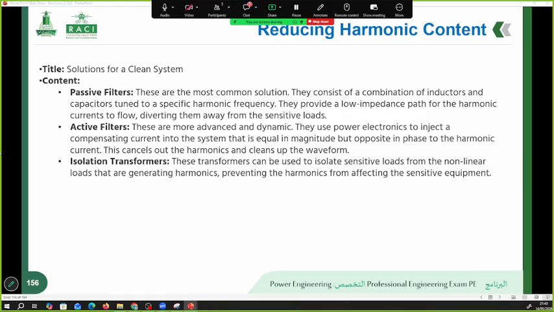Active filters are a more modern and dynamic solution that uses power electronics, and an isolation transformer is a special type of transformer with unique winding configurations. So the choice of solution depends on the specific power quality issue, the budget, the sensitivity of the equipment to be protected, and so on.